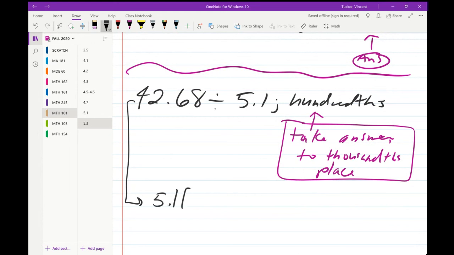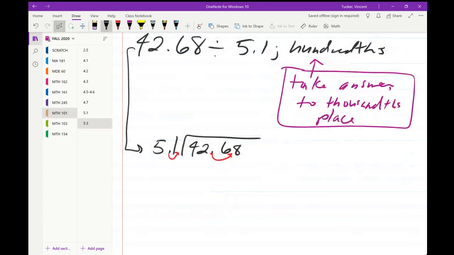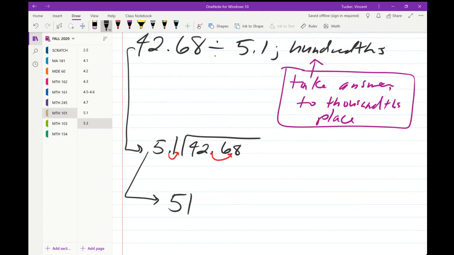All right, so 5.1 into 42.68. We have to move our decimal over one spot in each case. It's going to be 51 into 426.8. Bring it down a little further.